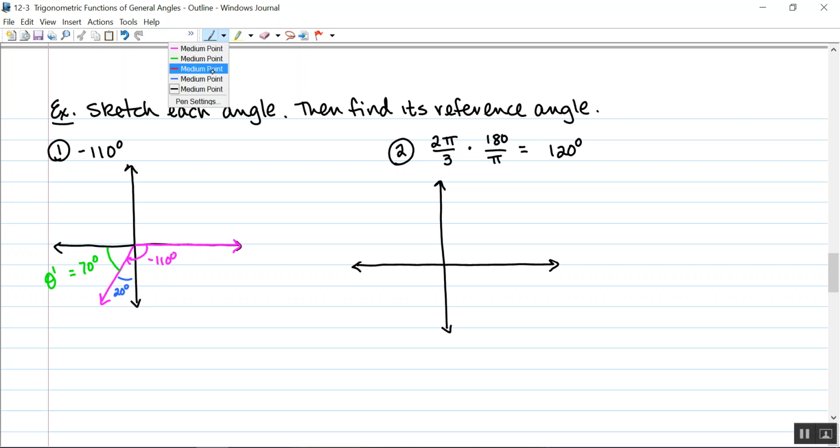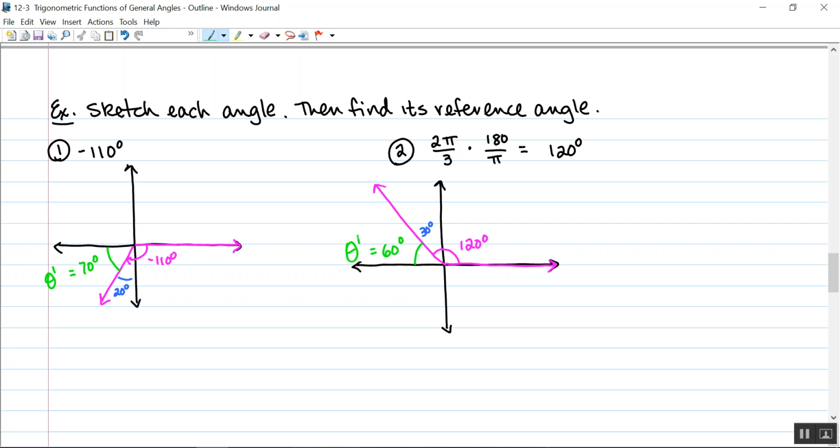So to draw that angle, my initial side is here, the positive x-axis, and I'm going to go around 90 plus another 30 to give me 120 degrees. Okay, now this right here is going to be my reference angle. So since this was 30 degrees, I'll go ahead and do it in blue here. This was 90 plus 30, okay? That means that my theta prime, or my reference angle, is going to be 60 degrees, because 60 plus 30 gives me that 90 degree angle.